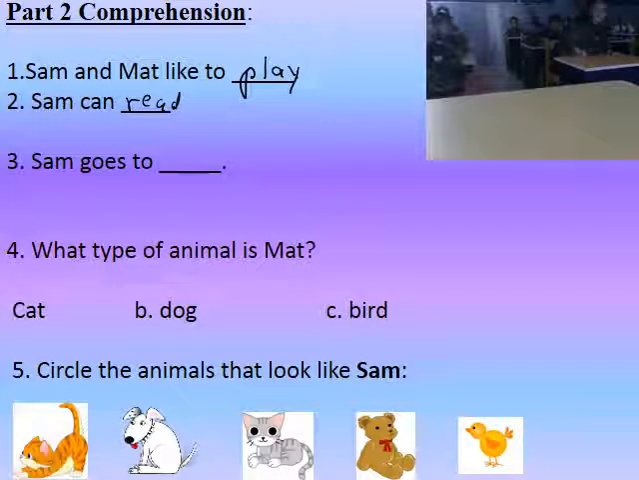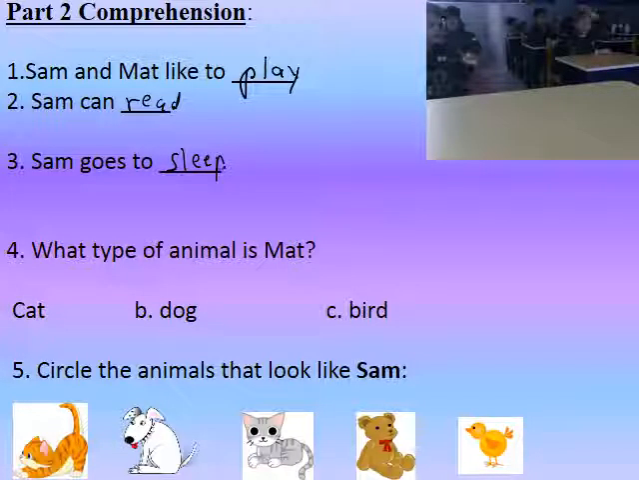Sam goes to what? Sleep. Raise your hands if you say sleep. Salute me if you say sleep. Let me see it. Do this if you think it's sleep. Good. Excellent job. What type of animal is Matt? Is he a cat, a dog, or a bird?